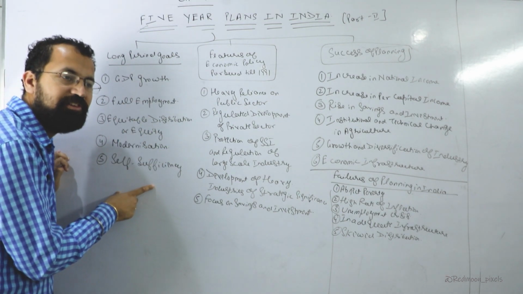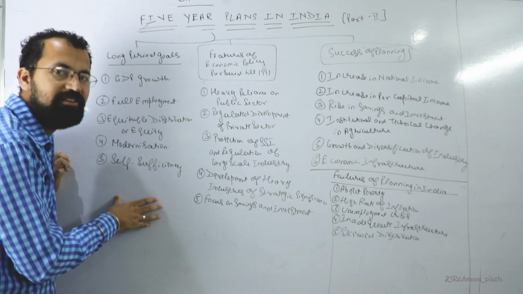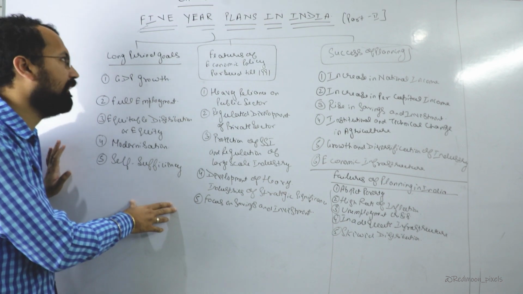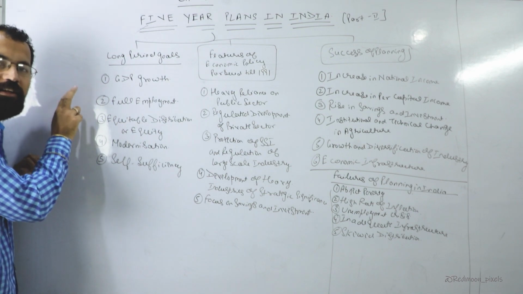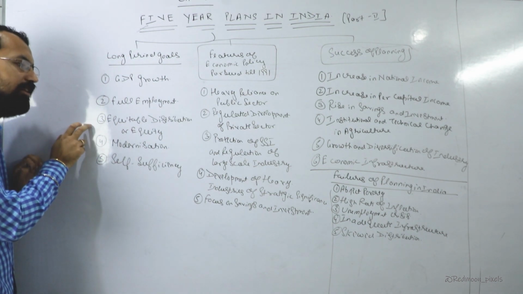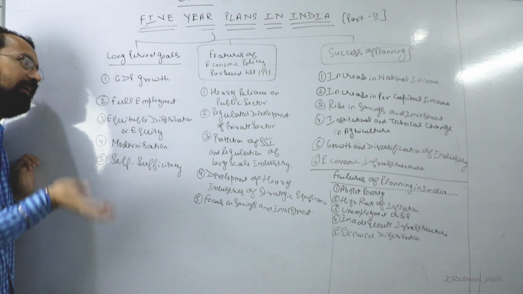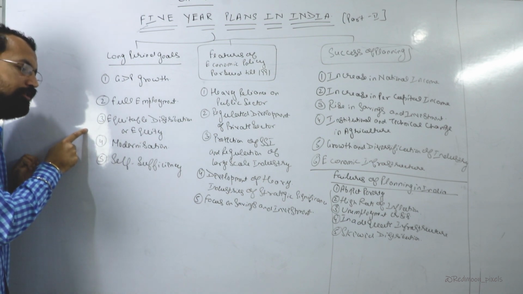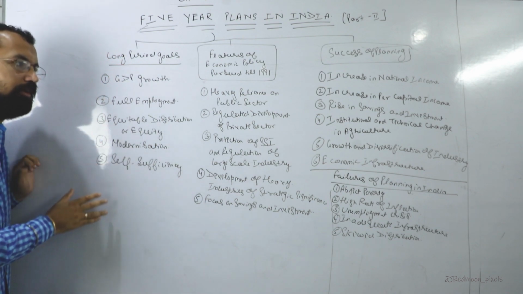Self-sufficiency means produce the home goods in the home country itself. Now recall the points. Long-term period goals. First is GDP growth. Second is full employment. Third is equitable distribution or equity. Next is modernization. Next is self-sufficiency. These were the long-term goals.